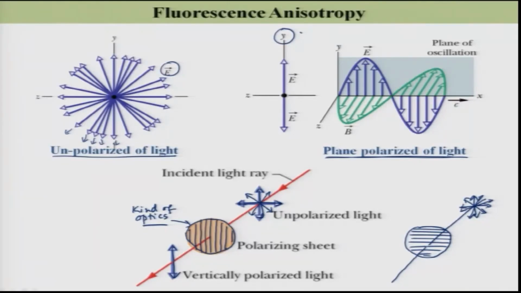But when this light passes through this polarizer, which is oriented differently compared to the previous one, the light which comes through is like this. Again, it is plane polarized light, but it is not vertically polarized light. This is horizontally polarized light.